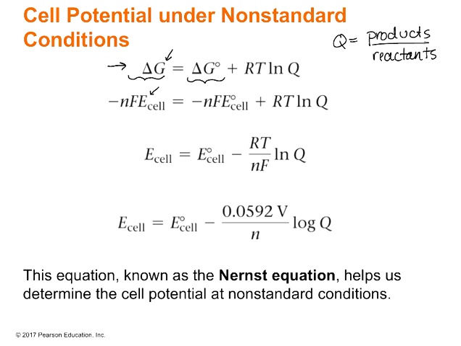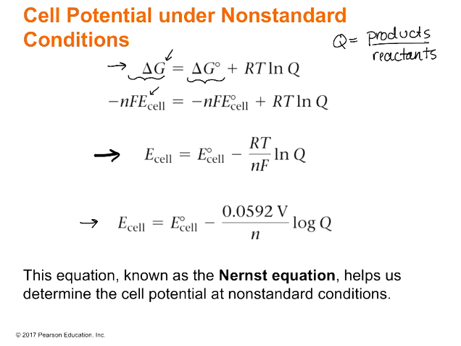All right, so now if we rearrange this equation, if we divide both sides by negative nF, we get that E cell, the cell potential under non-standard conditions, is equal to the potential under standard conditions minus RT over nF times the natural log of Q. And remember, we can just plug in what R is, what T is, what F is under standard conditions, and that will give us this equation here.